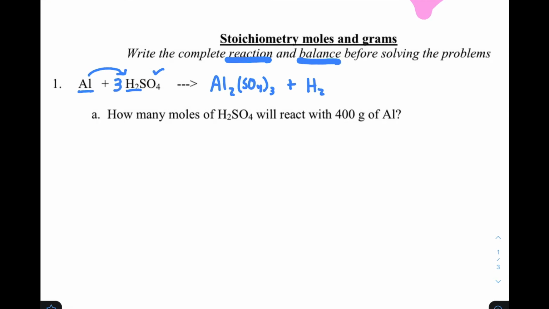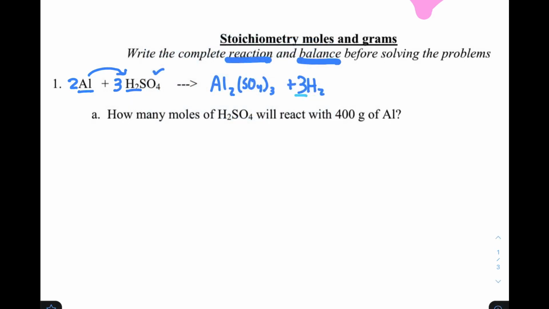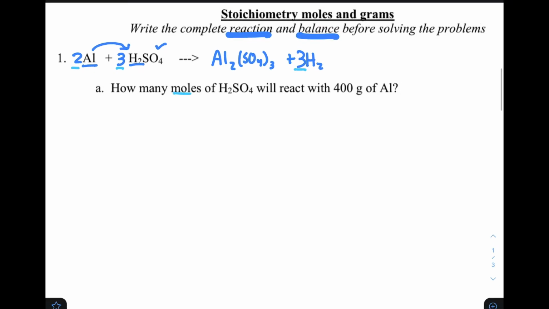2 Al, 3 H2SO4, and then 3 H2. So as you can see, this should all be balanced. We're going to need these numbers for later. How many moles of H2SO4 will react with 400 grams of Al?